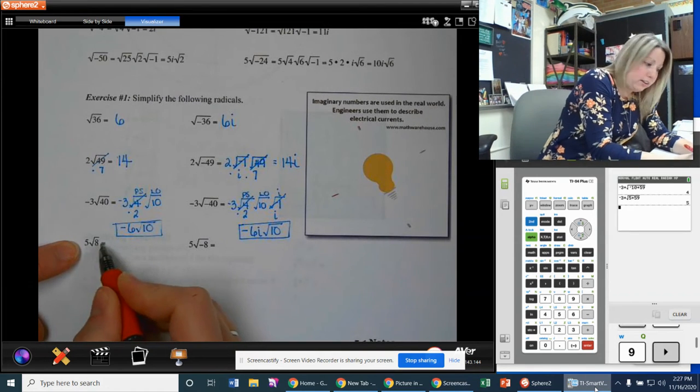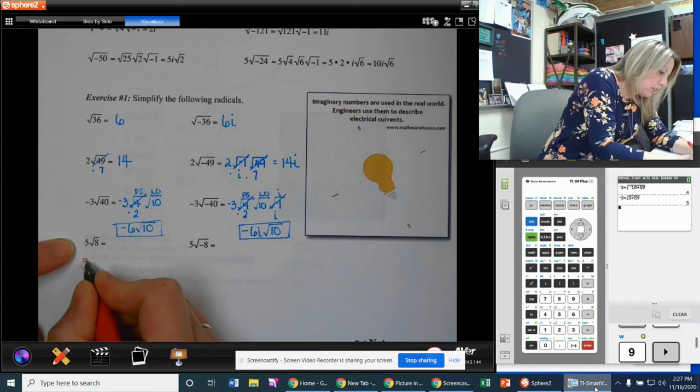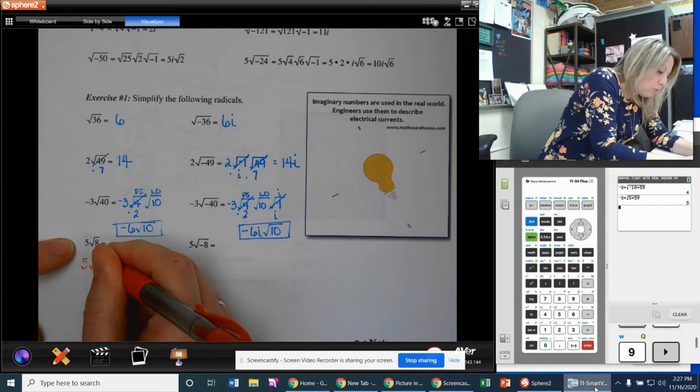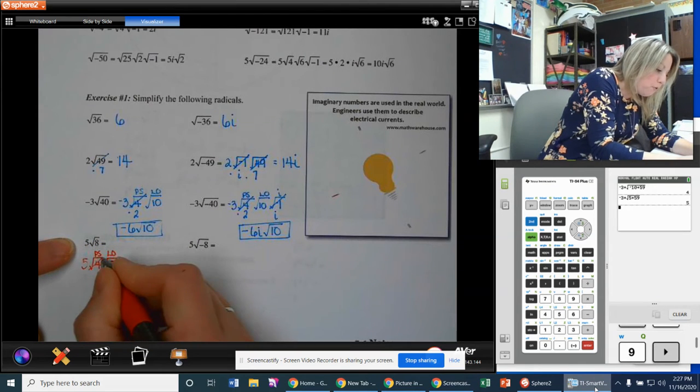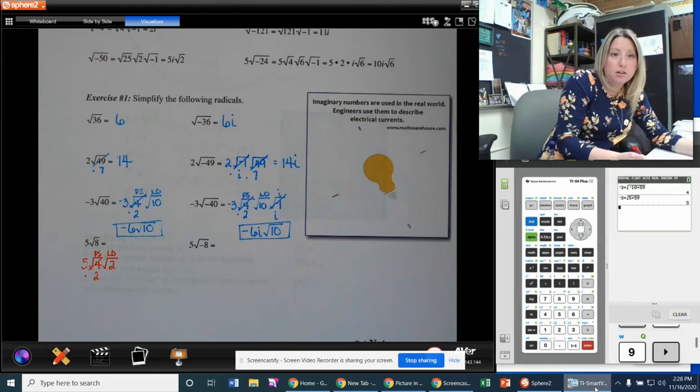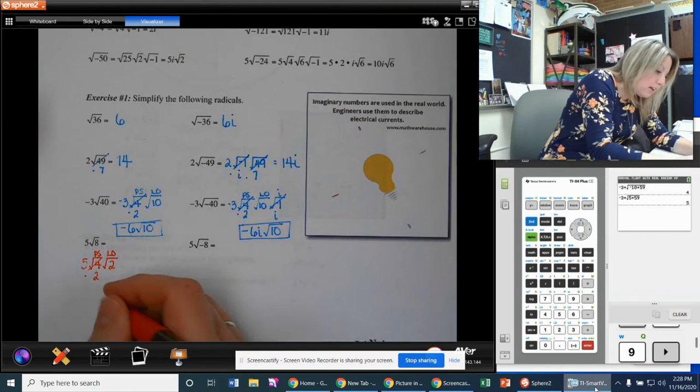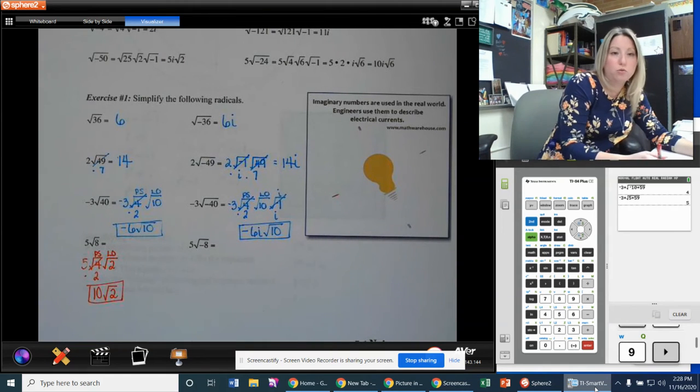So 8, biggest perfect square that divides evenly into it is 4. So radical 4, radical 2, right? 4 being the perfect square, 2 being the leftover. Square root of 4 is 2. So on the outside here, 5 times 2 is 10. Bring the leftover radical 2. So 10 radical 2 is my answer.